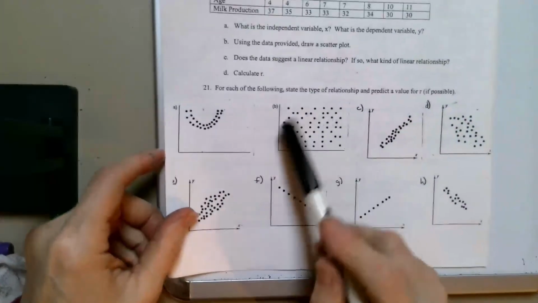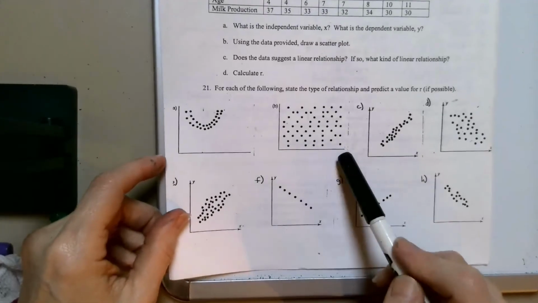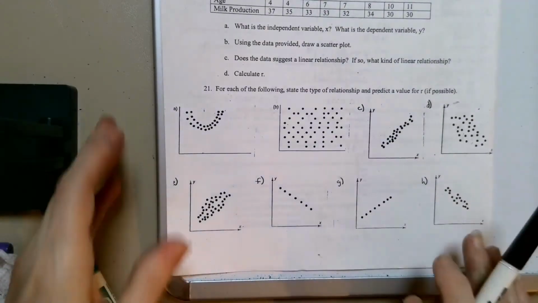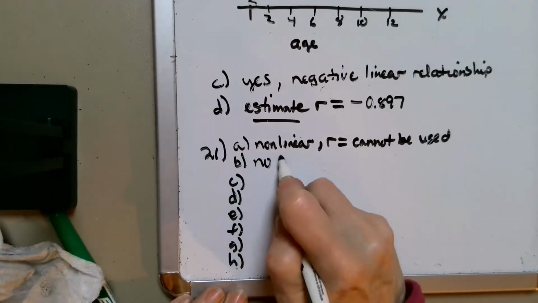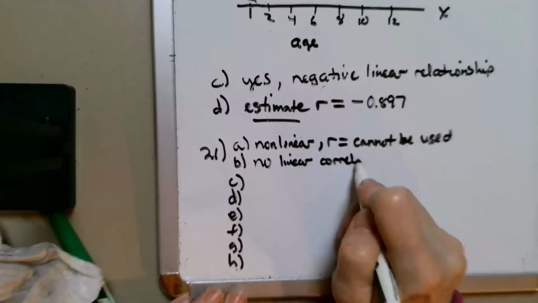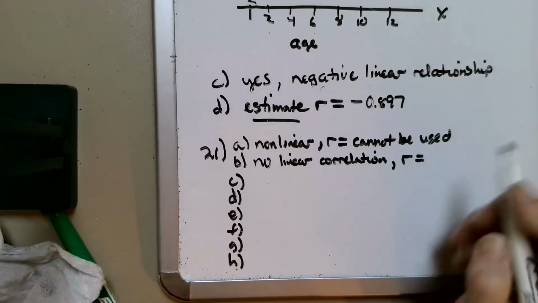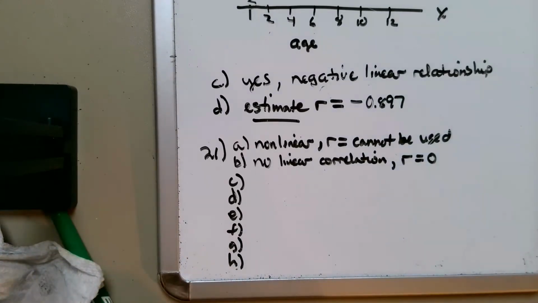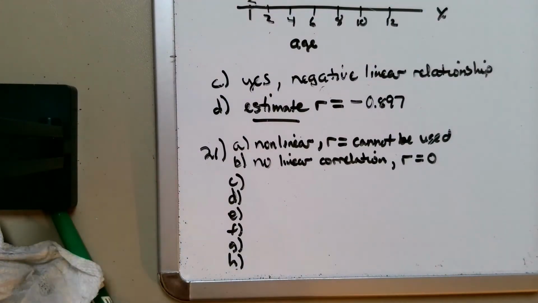If we go to B, 21B, that doesn't look like there's any correlation. There's no relationship between whatever X is and whatever Y is. It's just scattered. So this is no linear correlation, which is different than nonlinear. Nonlinear means it's a curve of some way. If there's no linear correlation, we would say our R value is something close to 0 because it looks like there's no correlation.